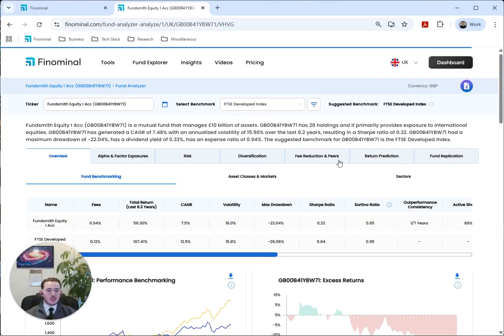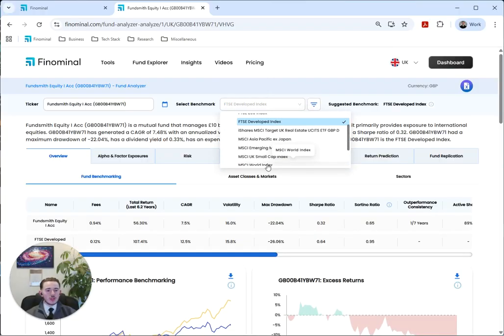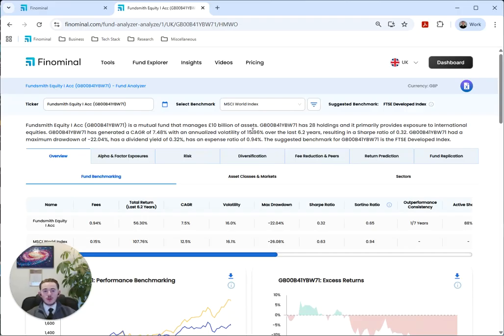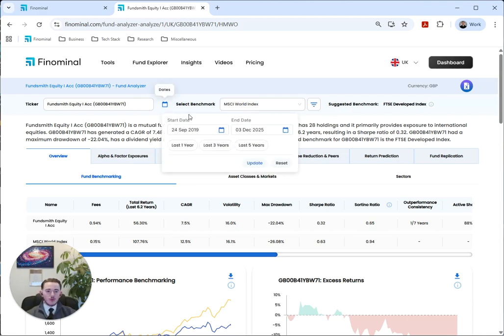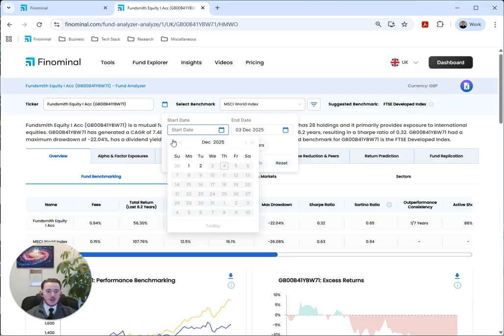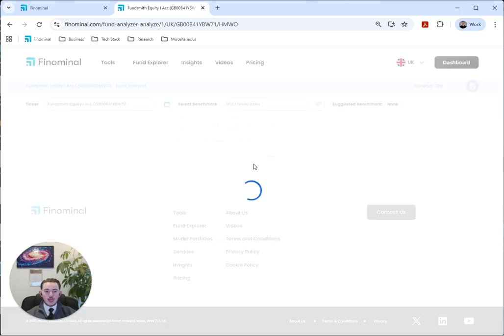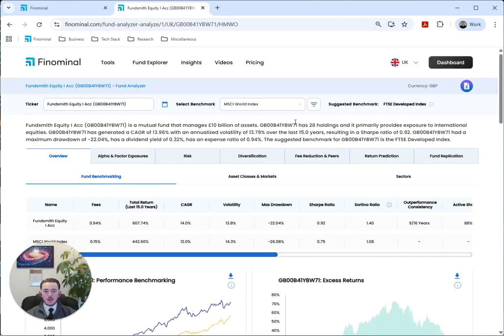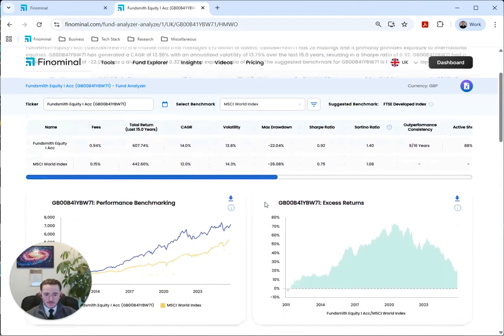Moving over to the fund analyzer, I am going to swap out the benchmark for the MSCI World. The reason for that is whilst it is a UK mutual fund, it does have quite a high international equity exposure. And we'll also change the start date to since inception, which was the 1st of November 2010. So we've got over 2 decades of data to analyze here, which of course is fantastic.